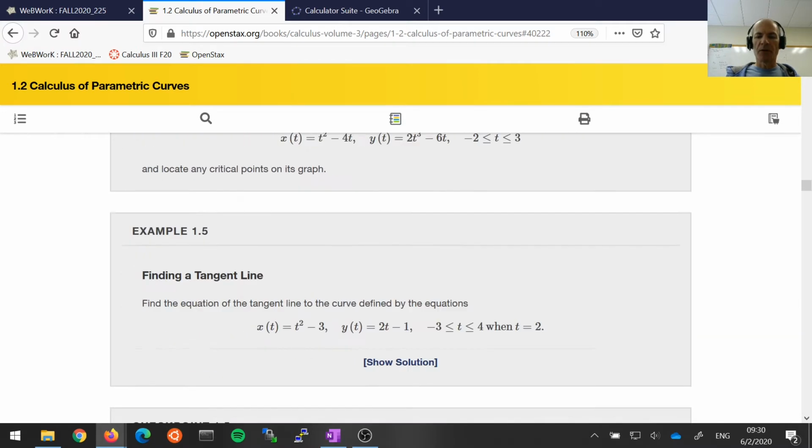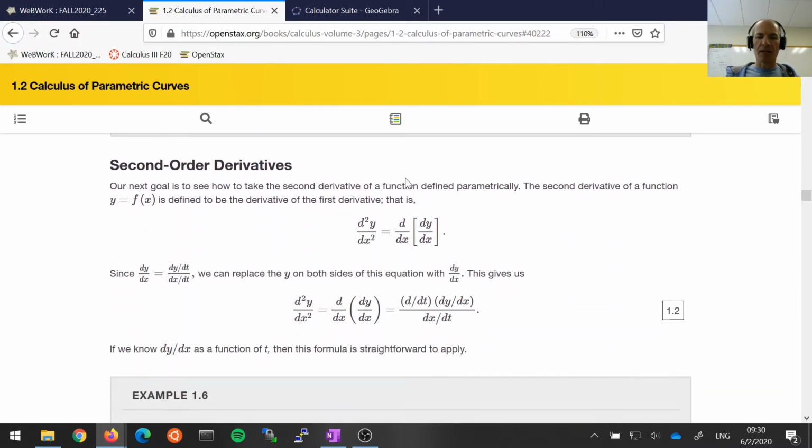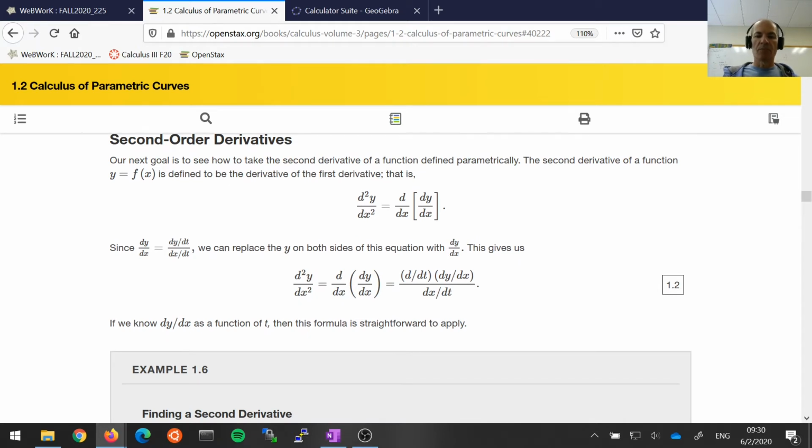Similarly, there's a formula for the second order derivative. We take the first derivative and we differentiate it again with respect to x, and that gives us the second derivative of y with respect to x. Since we know that dy/dx has this form parametrically, it suffices to just take the derivative of this guy, and the resulting formula looks like this. So you take the parametric form of the derivative dy/dx, you differentiate it again with respect to t, and you divide by the derivative of x with respect to t.